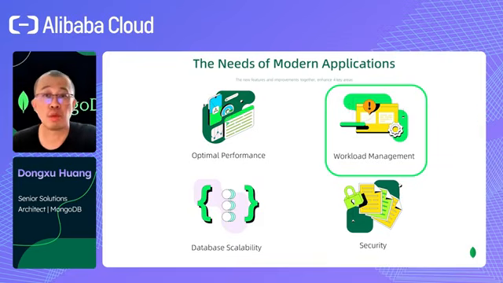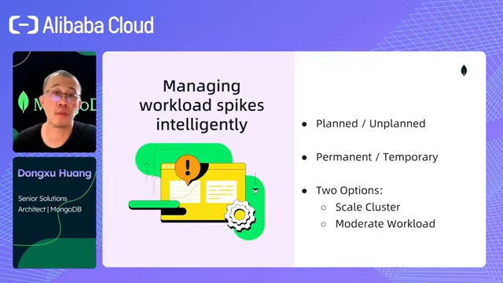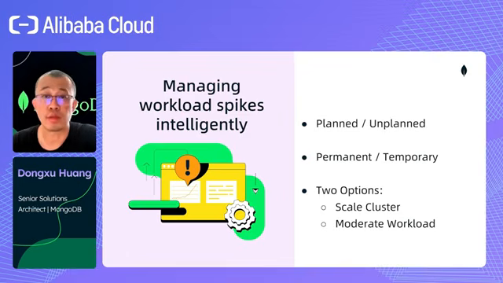Next, let's talk about workload management. As I mentioned, in the real world, customers don't behave like the benchmarks. The workload can change. So when that happens, you usually have two options: scale the cluster or moderate the workload. But first, you need to understand: is this planned or unplanned? Is it permanent or temporary? And then decide, should you scale further or try to slow things down?